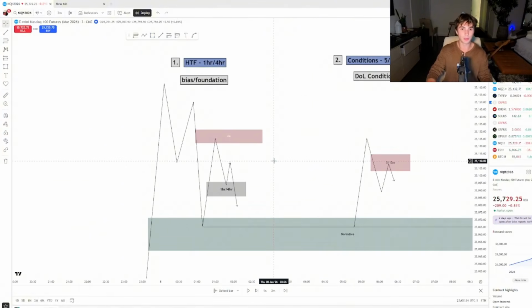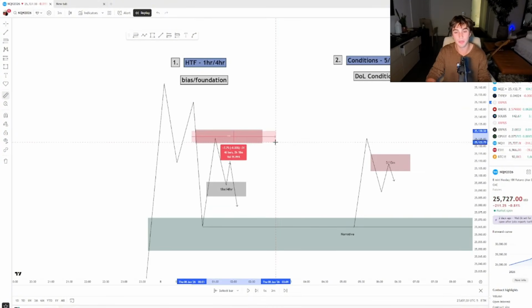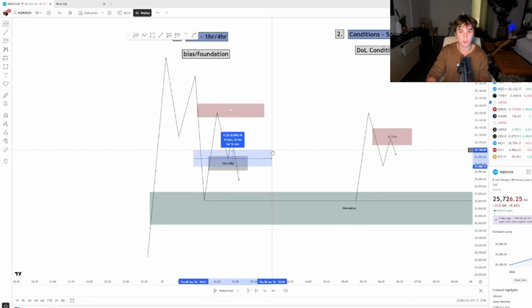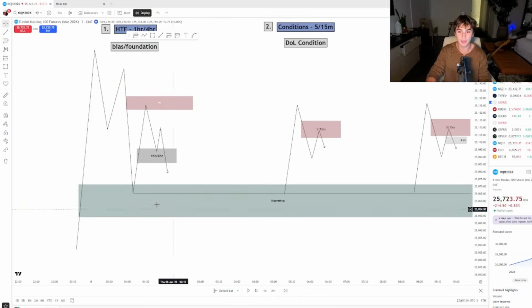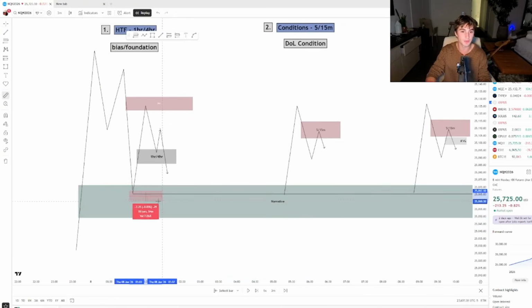Now we want to see an inversion off of that manipulation leg that traded into the 5 or 15 minute gap. We start with building our bias / foundation using inversions and/or fair value gaps. We see that price was respecting this bearish fair value gap here, and then it inverses this bullish fair value gap. Then what does that confirm for us? That price wants to go lower. And this is our narrative. We find a narrative, a reason for price to go lower. We find this major low below.